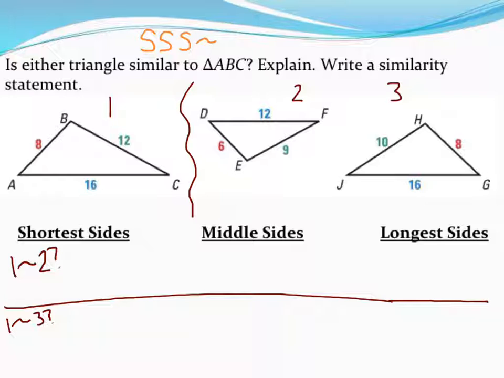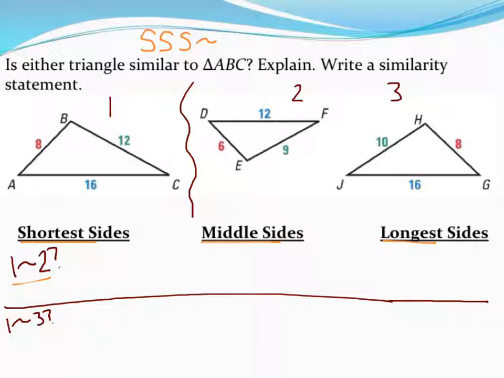If all three sets of sides have the same ratio or the same scale factor, we know that the triangles are similar. And then if they are similar, we want to write a similarity statement. Sometimes it's hard to see what matches up, so the way that I think of this is matching up the shortest sides, the middle length sides, and then the longest sides. And so let's start with the question, is triangle 1 similar to triangle 2?